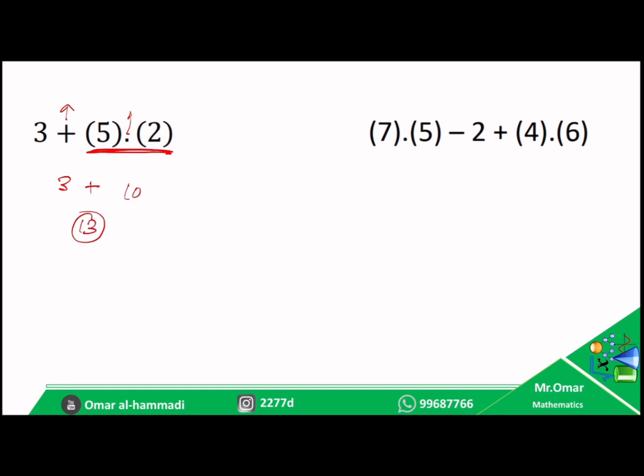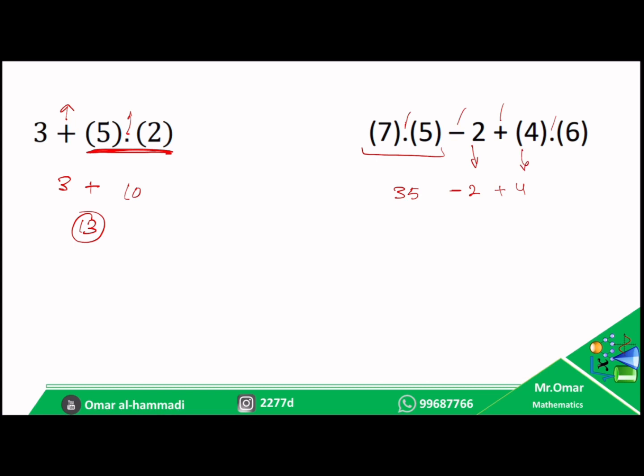The other one we have, here we have a dot, which is a multiplication, and we have minus and positive, or subtraction and addition, and again we have multiplication. So we will start from the multiplication. This one, 7 multiplied by 5 will give us what? 35. Then minus 2 plus 4. We will do it later.